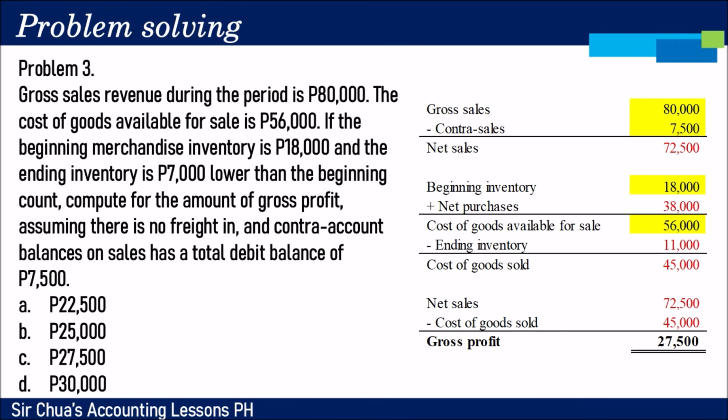Sir, paano po nakuha yung 38,000 na net purchases? Pabalik lang. So kung 56,000 yung cost of goods available for sale, tapos may ending inventory kang 18,000, pabalik. So 56,000 minus 18,000, may net purchases ka na 38,000. So yung ibang prof, pwedeng dalawang tanong yung itanong dito sa problem na to. You can solve it as long as you know the formula. Okay? So net sales of 72,500 minus cost of goods sold of 45,000 will give you a gross profit of 27,500. The answer is letter C.